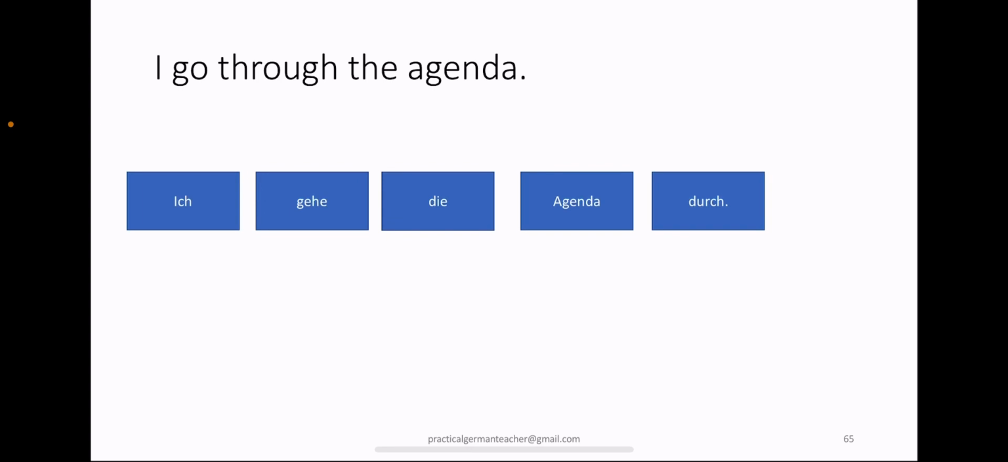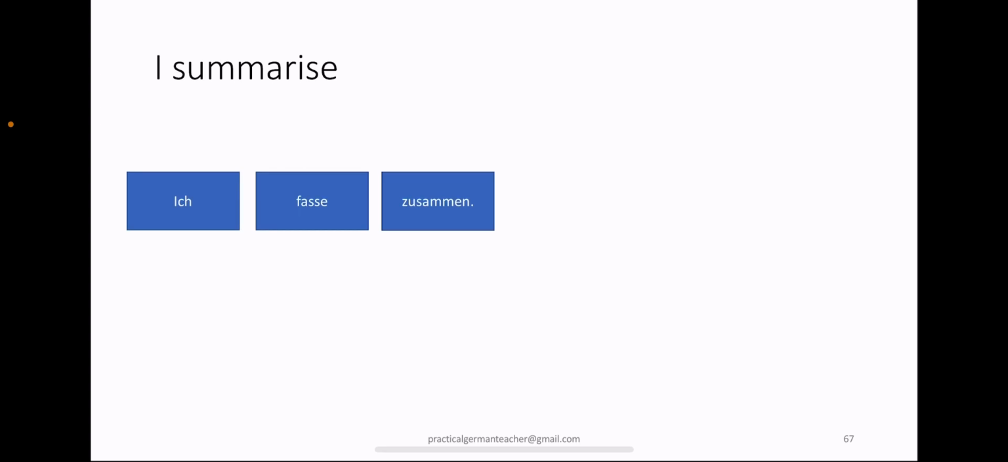I go through the agenda. So how do I say go through? It is durchgehen. Durch is separable. Agenda, the word is the same in German, but pronunciation is different. So it is agenda, and it is die Agenda. So ich gehe die Agenda durch. I summarize. How do I say I summarize? It's very simple. The verb is zusammenfassen, and the zusammen is separable.